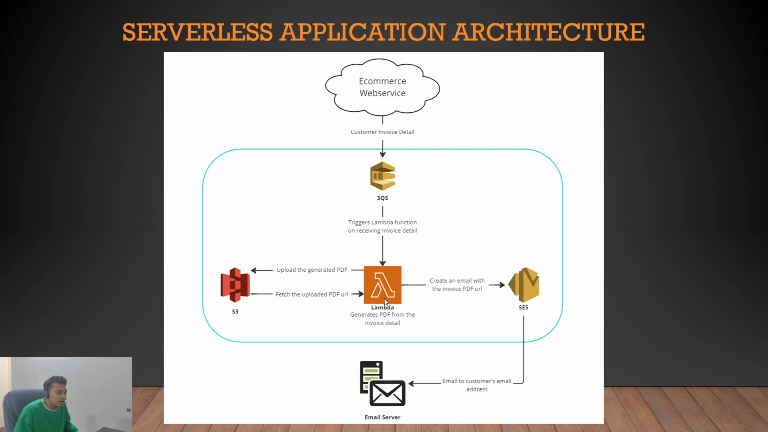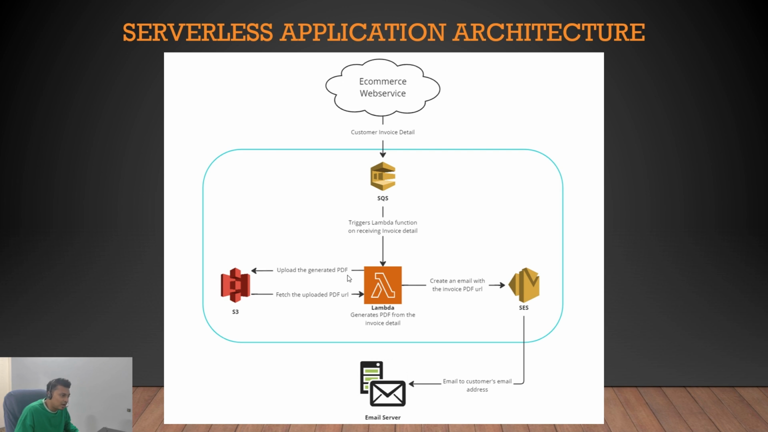Lambda supports many programming languages, like Python, Node.js, Java. In our case, we will write the functionality in Java only. After writing the code in Java, we will upload it to this Lambda function, which will store that code, and whenever it receives a request, it will process that code. Here we will write code to generate the PDF from this invoice message.